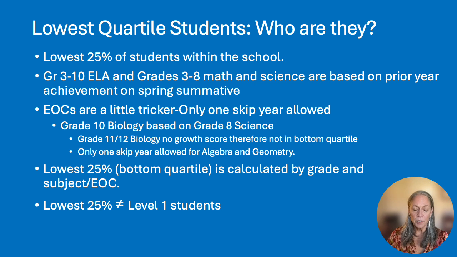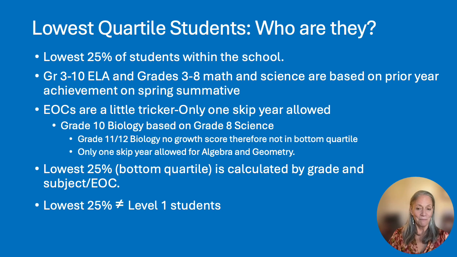The lowest 25%, or that bottom quartile, is calculated within your school by grade and then by subject or EOC. So if you're wondering, for example, you have 7th grade algebra students, the lowest quartile would be among those 7th grade algebra students. So you would go back to their 6th grade math, you'd figure out among the students who have a prior achievement score from 6th grade, what's the lowest 25%, and those students become part of your bottom quartile.